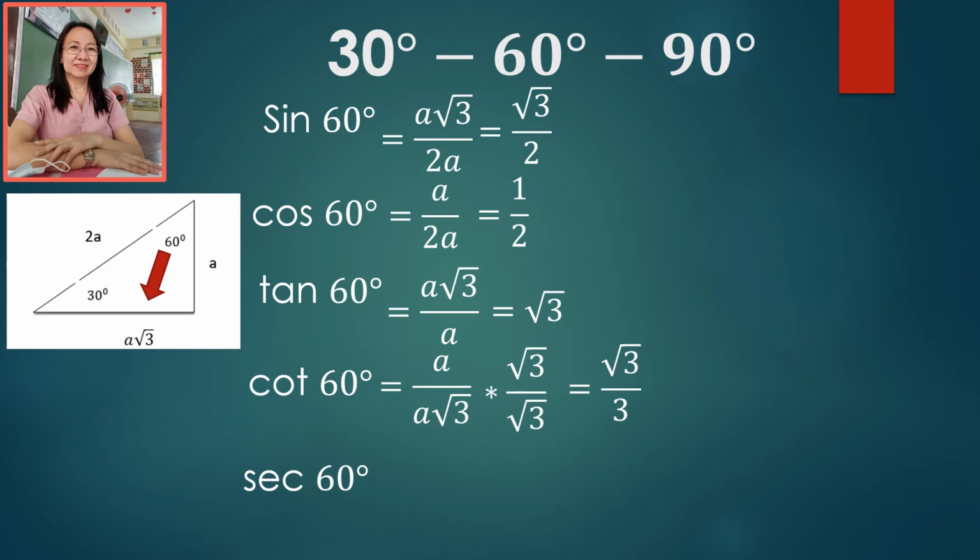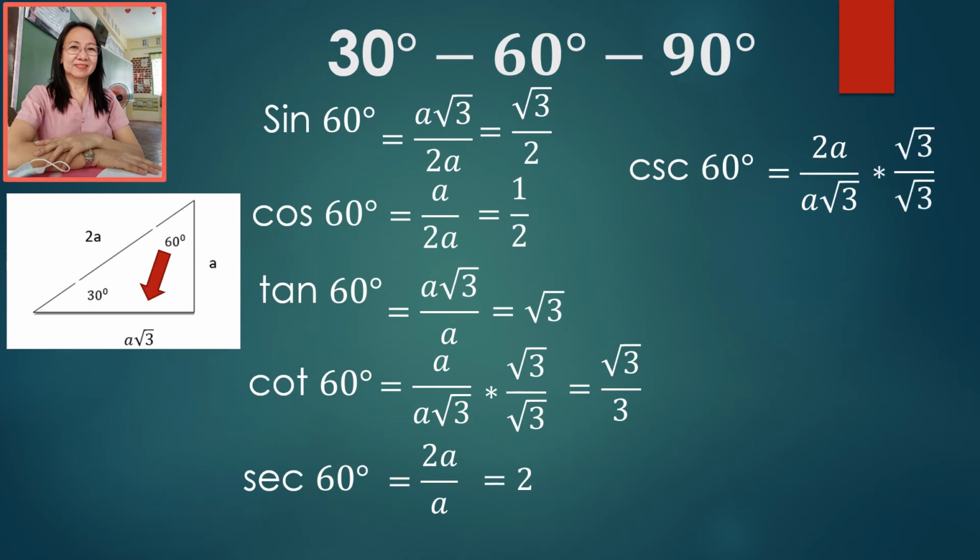For secant 60 degrees, looking now at the cosine 60, take its reciprocal, we will arrive at 2a over a. So cancel a over a, so secant 60 degrees is 2. And the last one, we have the cosecant 60 degrees. So take a look at sine 60. This time, we have to take its reciprocal. So we have 2a over a square root of 3. So rationalize and cancel a over a. So the value of cosecant 60 degrees is 2 square root of 3 over 3.